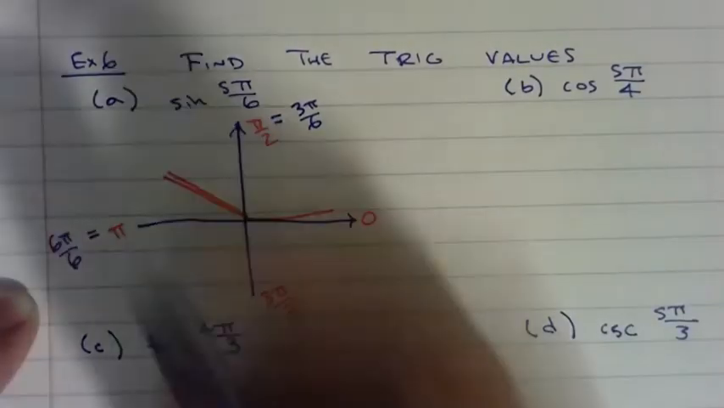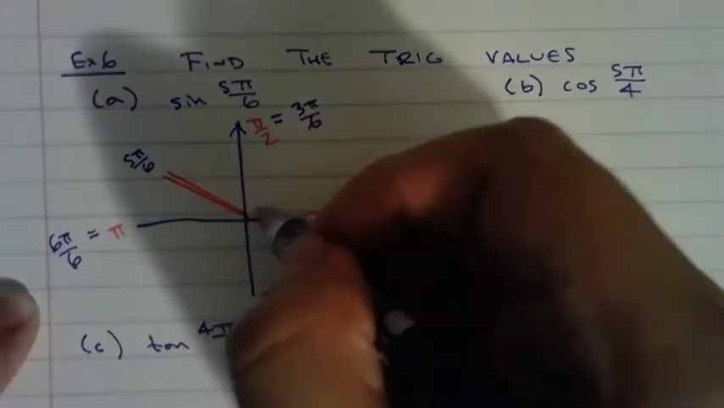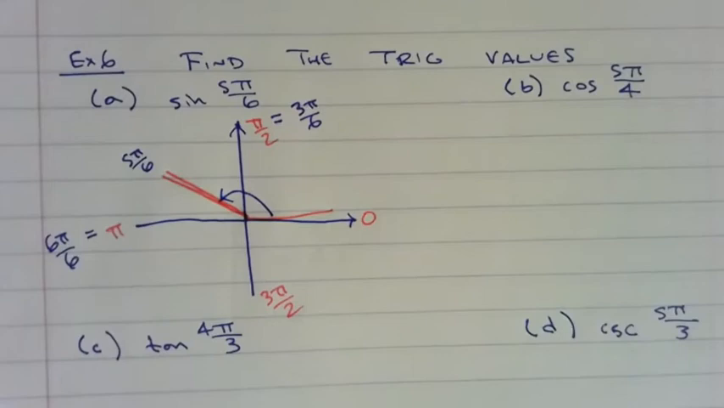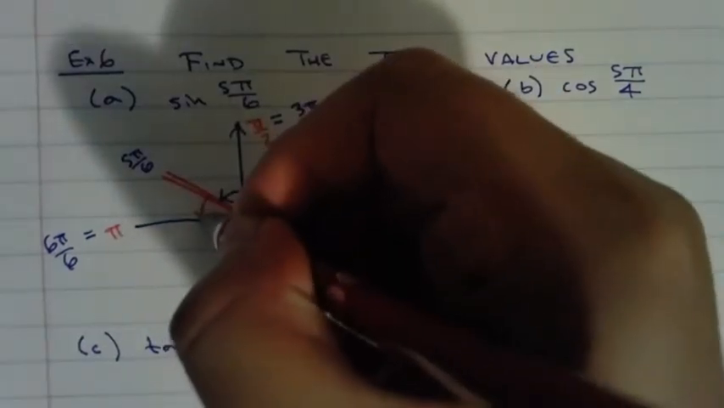Okay? So this is 5 pi over 6. Again, you have your angle right there. And that's that. Now, here's what you're going to do now. You're going to go ahead and find the reference angle. So I'm going to find my reference angle, which is this angle right here.